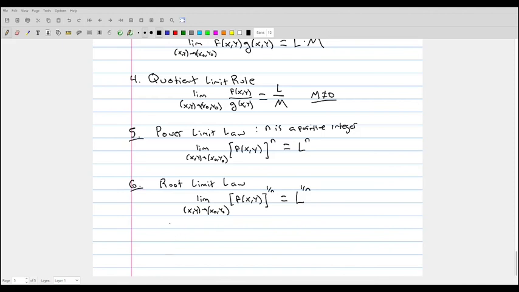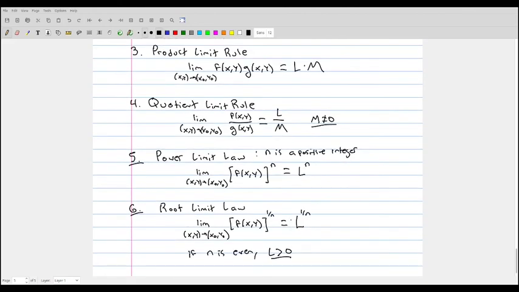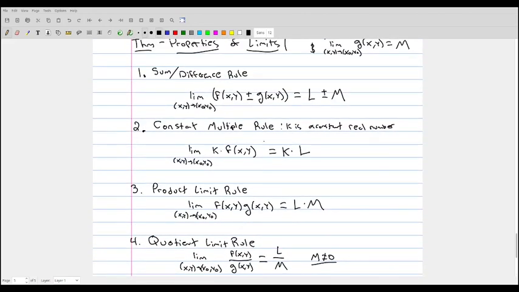And now it is important to specify that n is a positive integer, and if n is even, we have to assume that L also has to be greater than 0 in order for this to hold, because you can't be taking an even root of a negative number in real calculus, because you won't get a real number. So that's an important specification. But the idea is that these 6 rules essentially comprise all of the calculation tools that we need for evaluating the limit when the limit does exist.